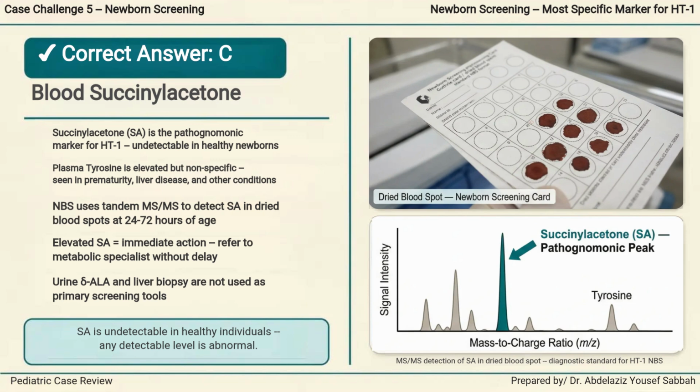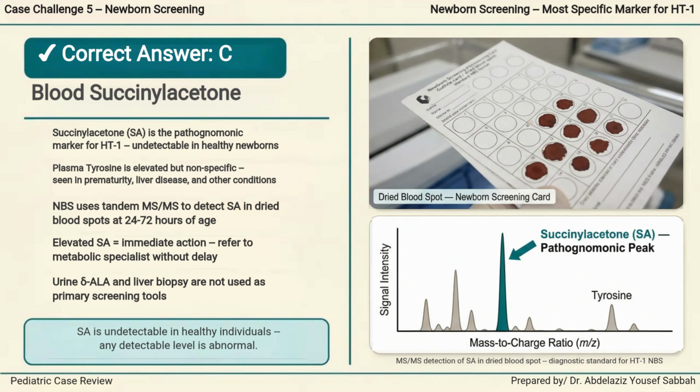Succinylacetone is the pathognomonic marker for Tyrosinemia type 1. It is undetectable in healthy newborns, so any detectable level is abnormal. Plasma tyrosine is elevated but nonspecific, as it can be seen in prematurity, liver disease, and other conditions.